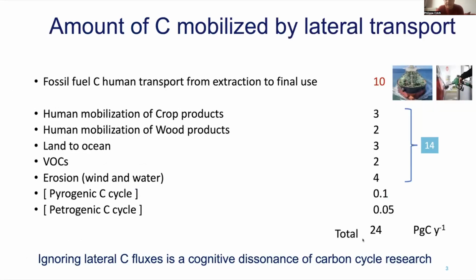Now, what are the numbers? Maybe the first and often forgotten process of human lateral transport is the extraction and use of carbon from fossil fuels. In total, fossil fuel carbon emissions are 10 gigatons, but most of this carbon is extracted in one place, like in a coal mine, gas field or oil field, and it is transported one way or the other to the place where it is used.